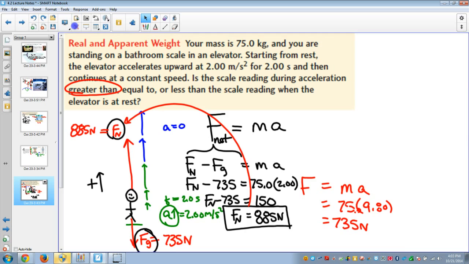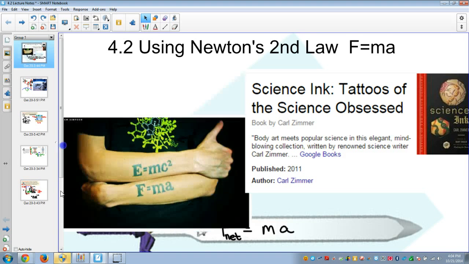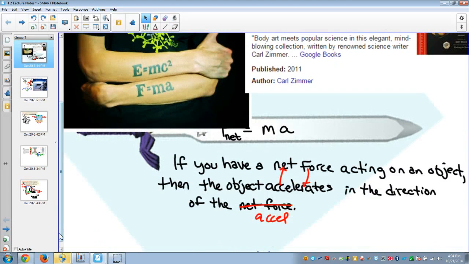So just a quick recap. F equals ma is the most important. It's probably the simplest, but it's also the most conceptually complex. I mean, it's so complex, but it's so simple. It's just F equals ma. It states that, if you have a net force acting on an object, then the object will accelerate in the direction of that net force. And we can modify those words.